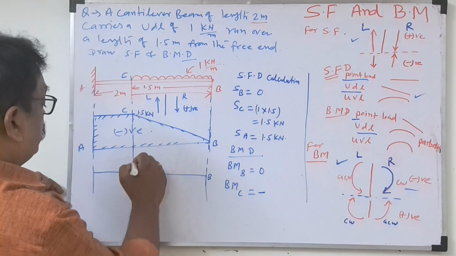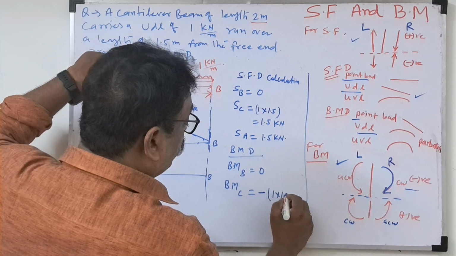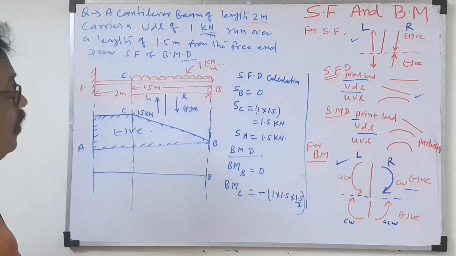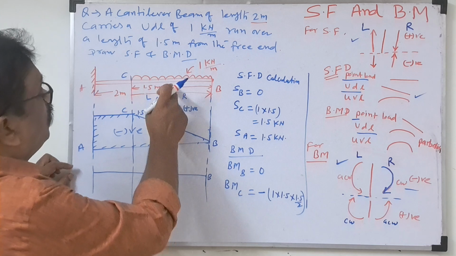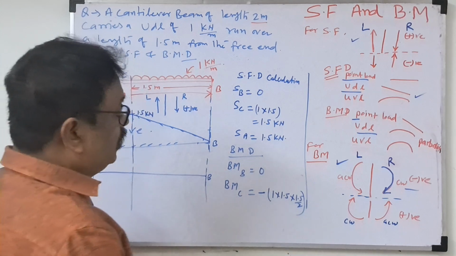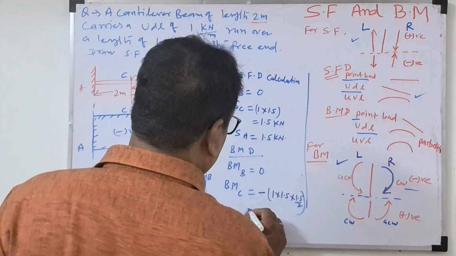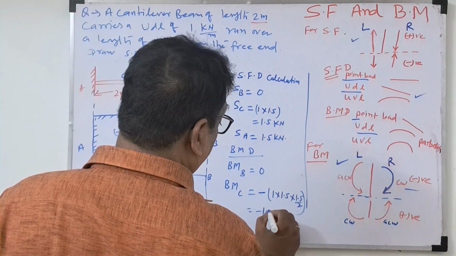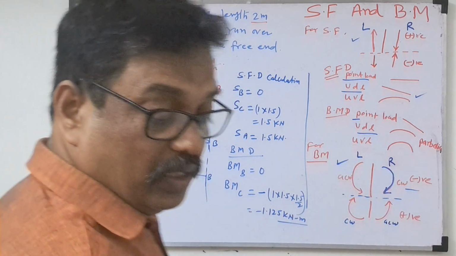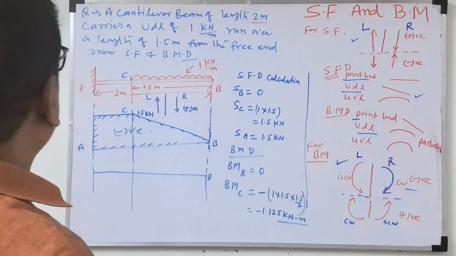At C, what will it be? Minus 1 into 1.5 into 1.5 by 2. Because once you are taking the moment, it is load into half distance, load into half distance for the UDL. So how much will this calculation be? 1 into 1.125, minus 1.125 kilonewton meter, because kilonewton is load and meter is length. Now we'll take the moment about A.